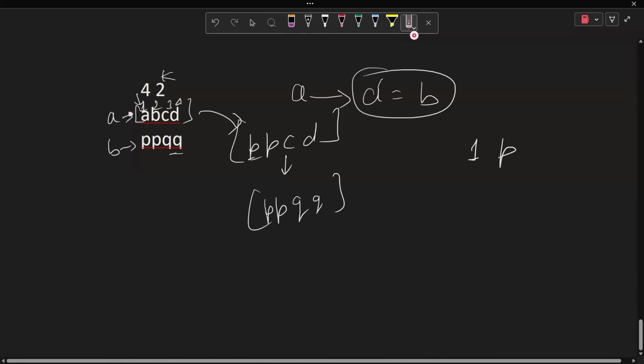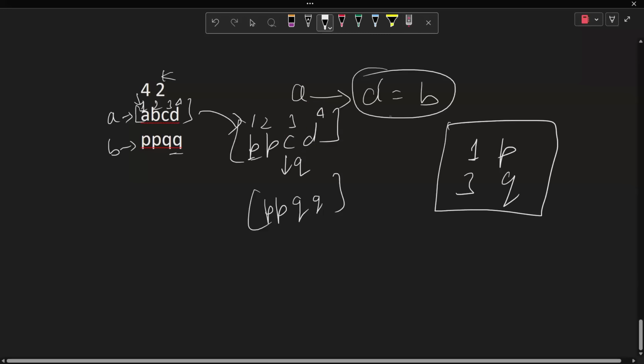Now, how would you denote this operation, replacing CD by QQ? Your index for the start of the substring you are choosing is 3. So you would write 3 here, and the character you are replacing with is Q. So you would write Q here. So by performing these two operations, the number of operations you are performing is 2, so you print 2 first, then 1P and 3Q.